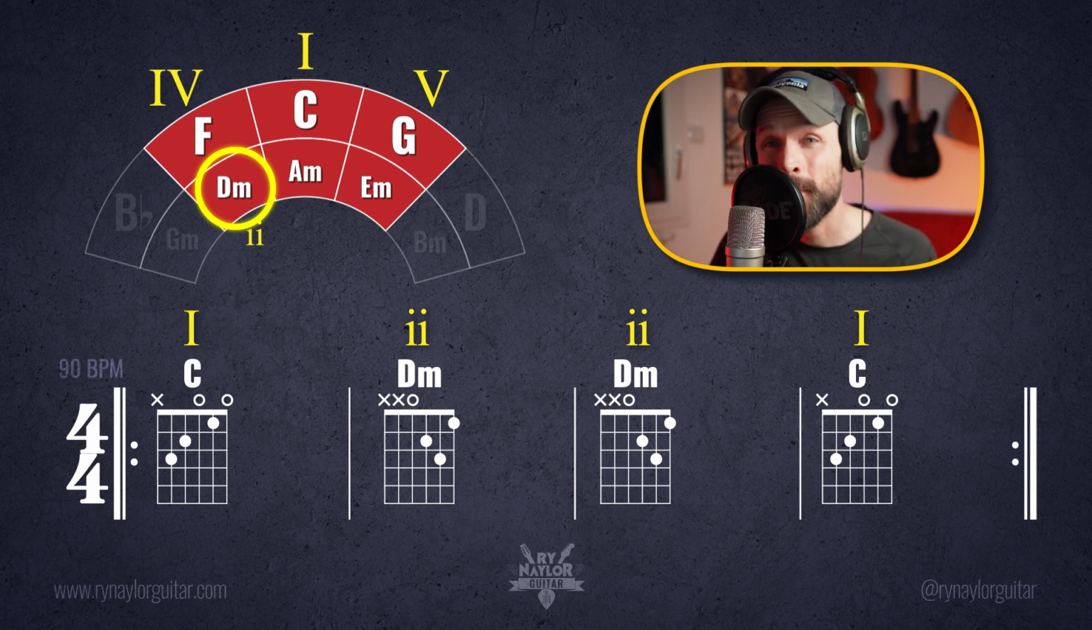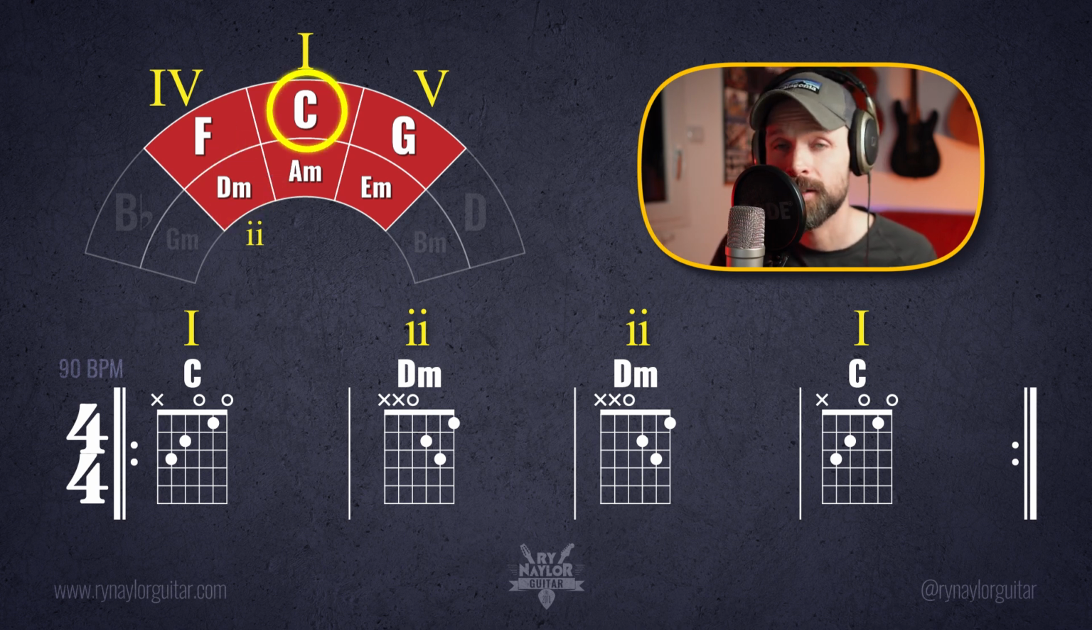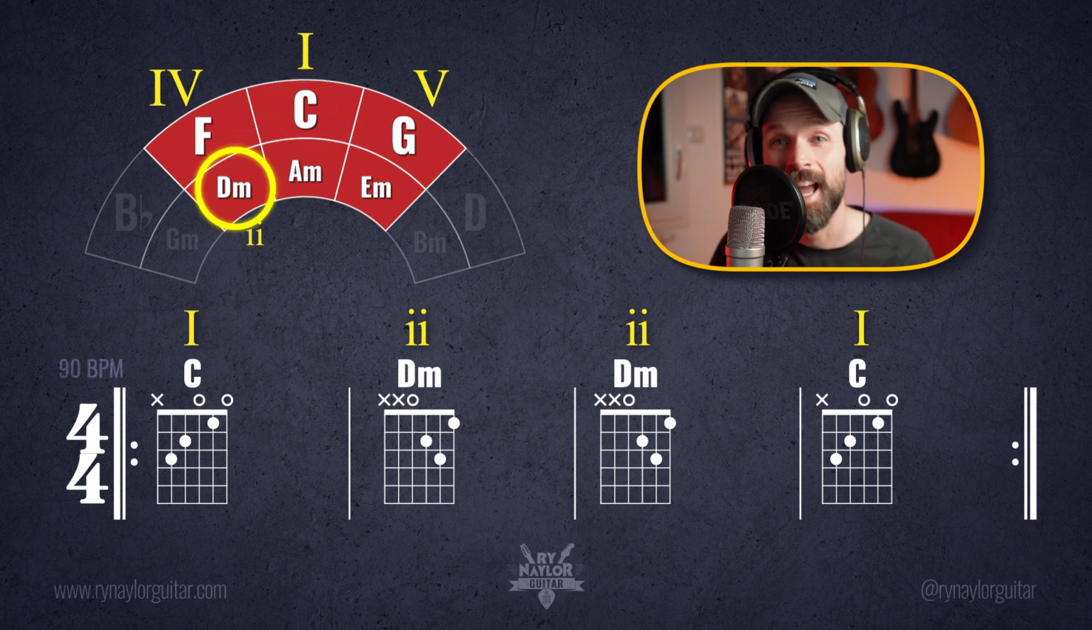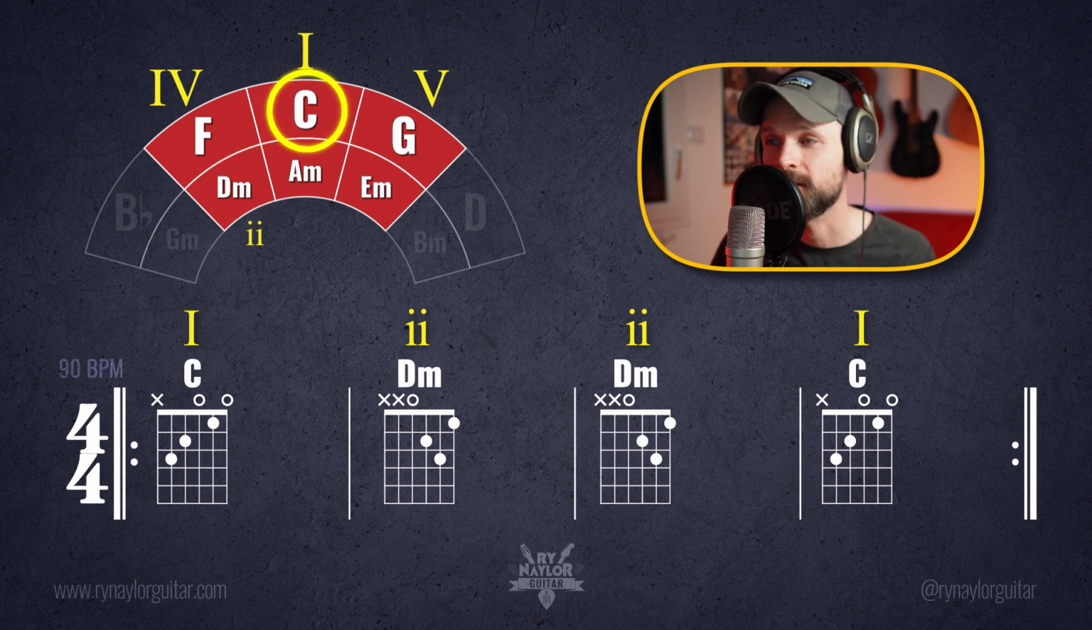Chris Stapleton had a massive hit with this progression in his song Tennessee Whiskey, which I more recently heard in Etta James's song I'd Rather Go Blind. It's the exact same progression. A 1, 2, 2, 1. No reason why you can't begin and end with the 1 chord. It just continues to loop in that nice way.